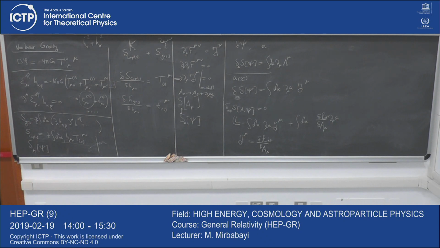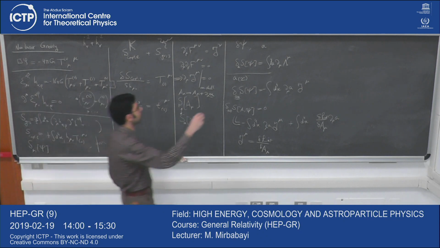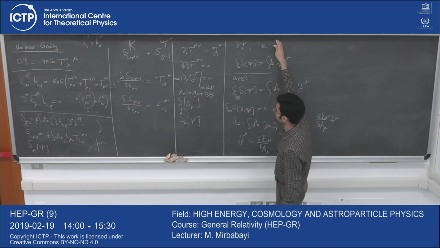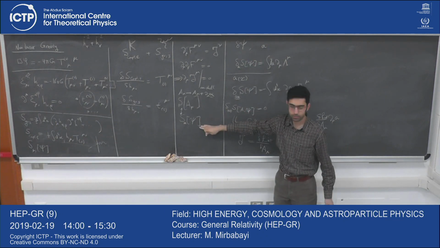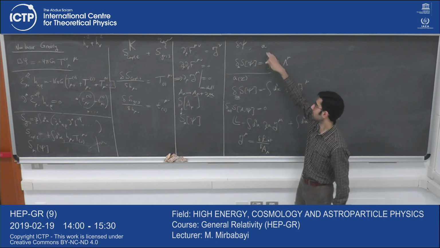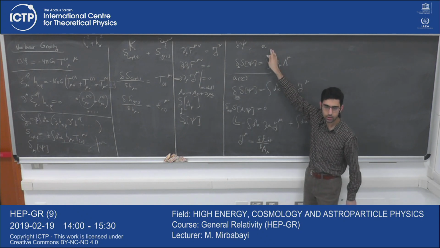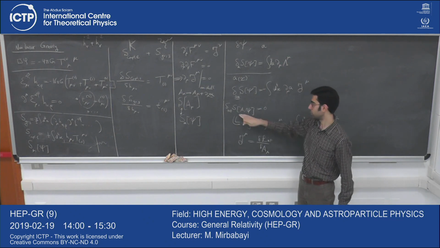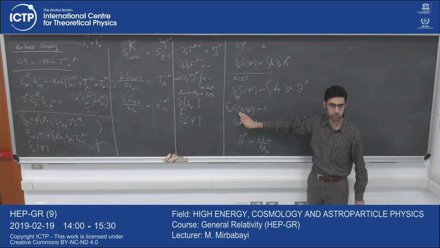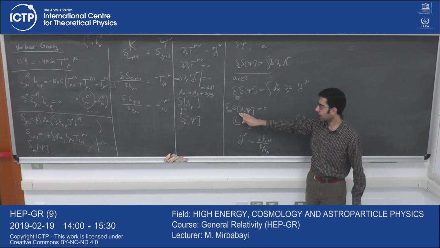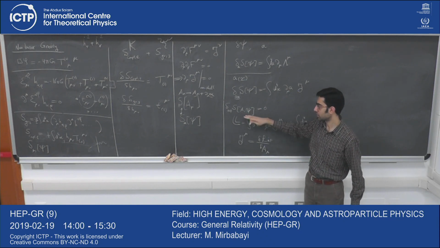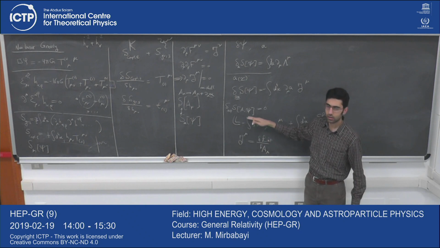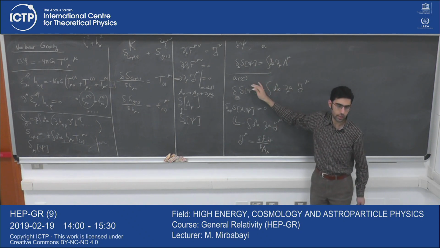Now, this procedure is usually called gauging the symmetry. So we started from some matter theory, S of psi, with some global symmetry. And then we coupled this psi field to some gauge field, A mu, in such a way that now the action is invariant under the local version of that symmetry.